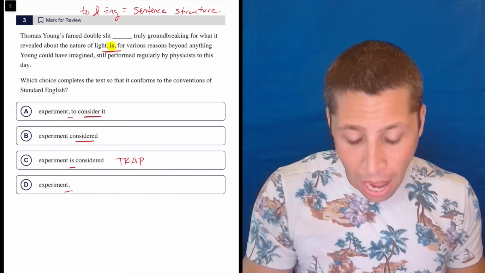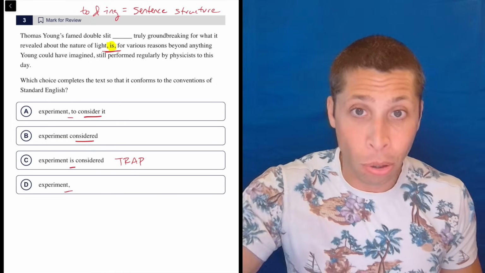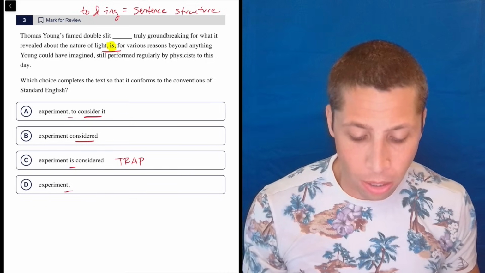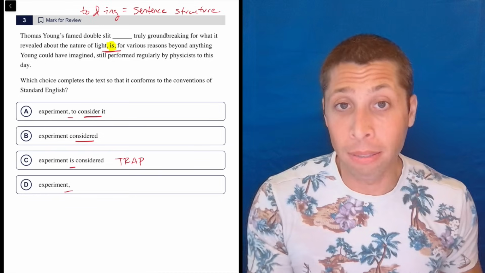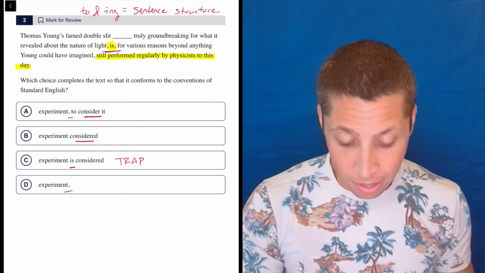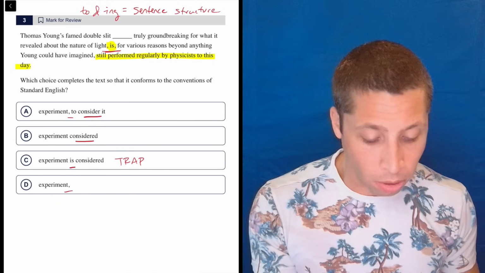And then, of course, there's a comma after it. So maybe then that is interrupting the sentence in some way. And for various reasons beyond anything Young could have imagined, ends in a comma and seems like an extra clause. So it seems like at least I found the end of the sentence. Something is still performed regularly.